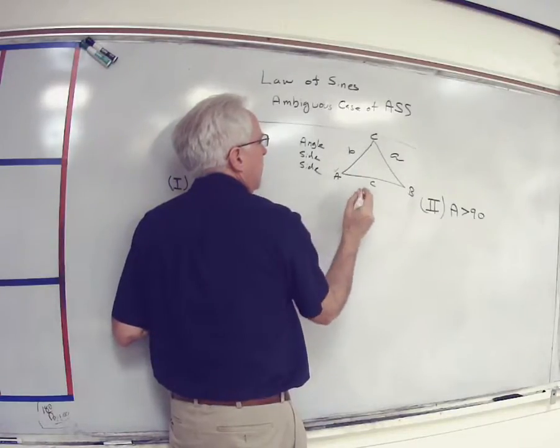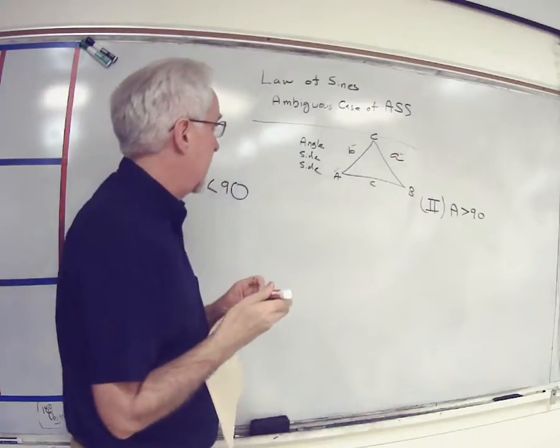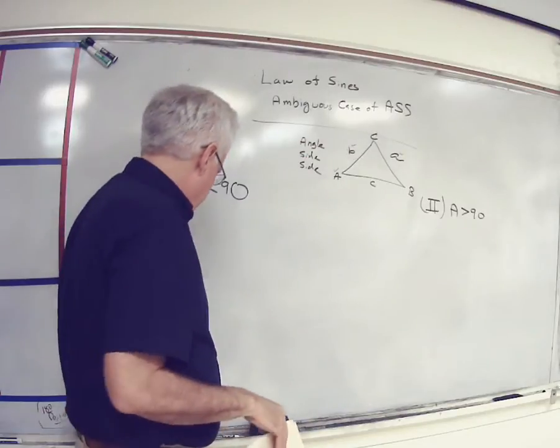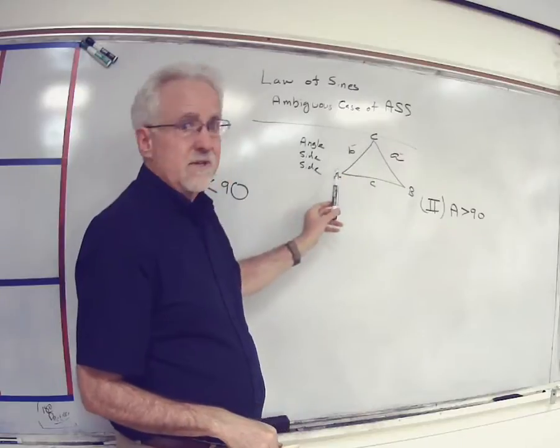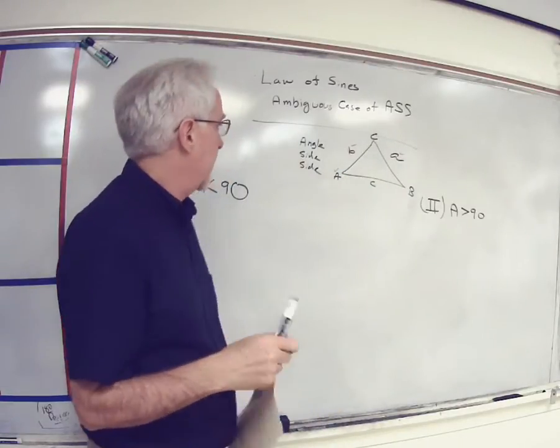A, and then what would I be given? B and A. Okay, so that's how you've got to set it up, that A is the non-included angle. One thing is you can see I can't calculate big B and big C because I only have one angle.